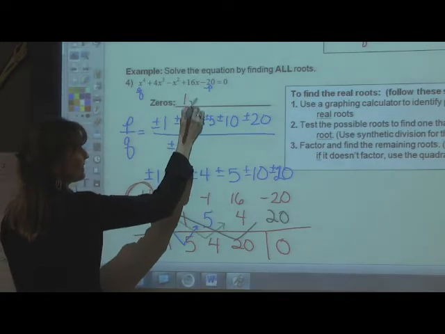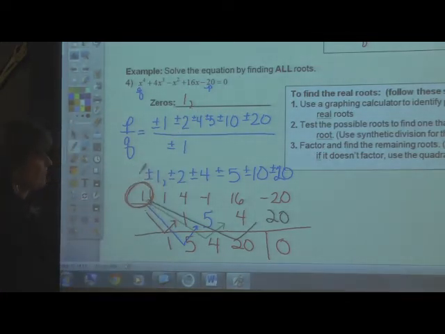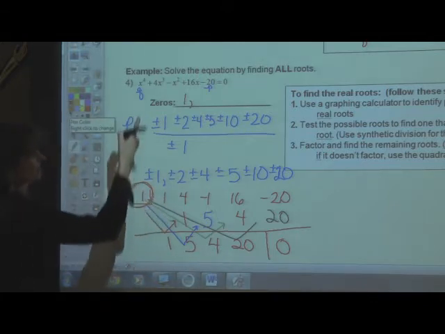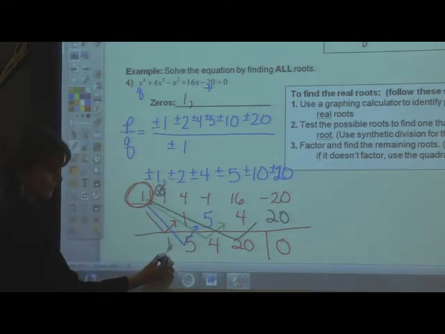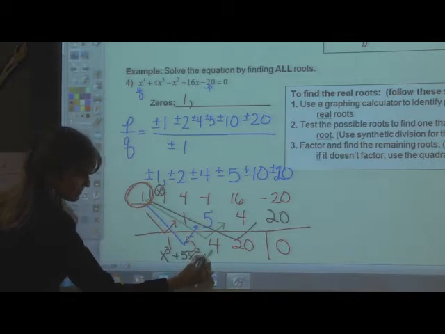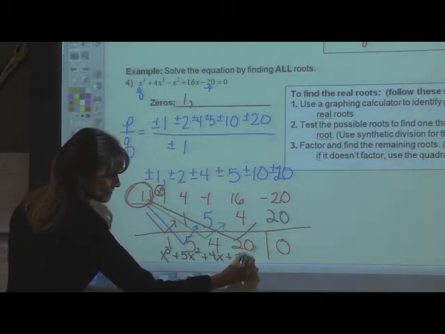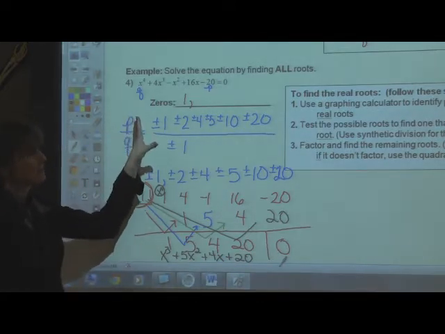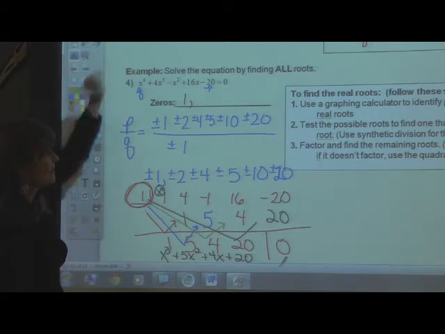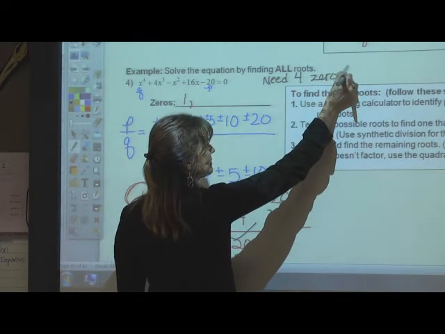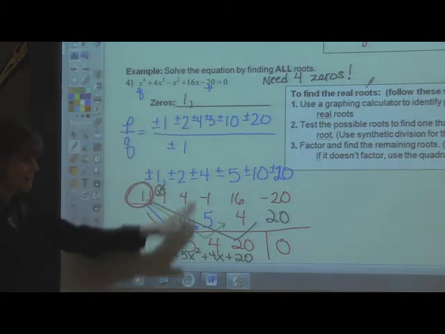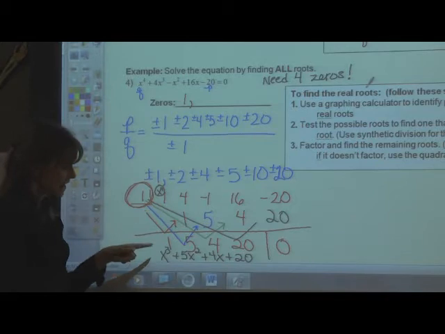So in my list up here, I'm going to tell myself 1 is a 0. Now, the good thing about this is that I started with an x to the fourth equation. That means my answer is x to the third plus 5x squared plus 4x plus 20. So here's what's happening. How many zeros am I looking for? The degree is 4, so I am looking for 4 zeros. Of the 4, I've got 1. The degree down here is 3. That means I have 3 more zeros locked up inside of this cubic function.